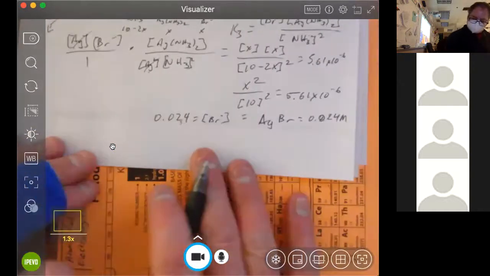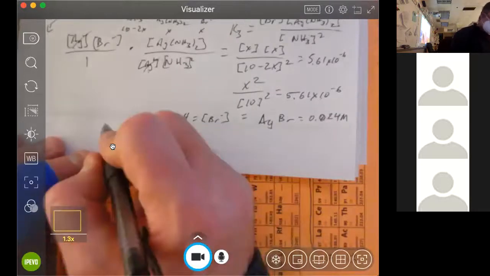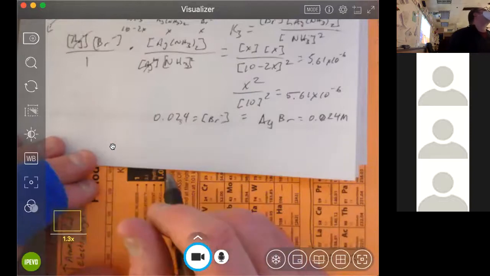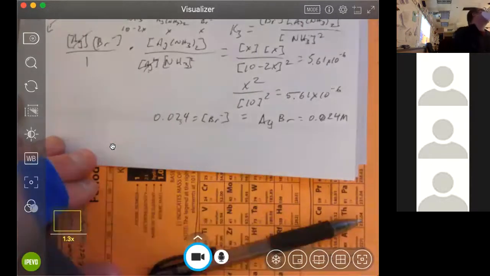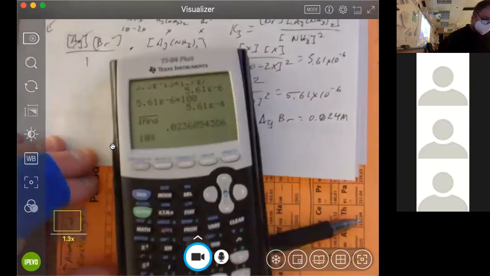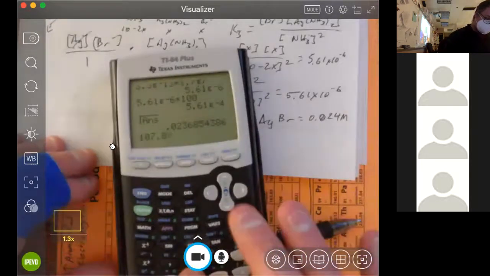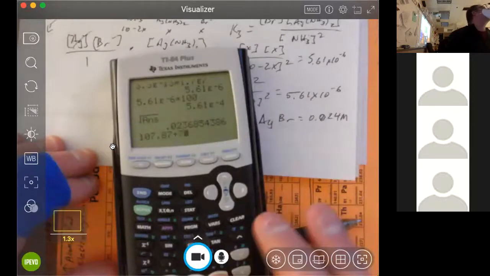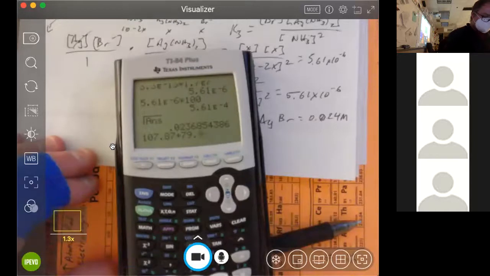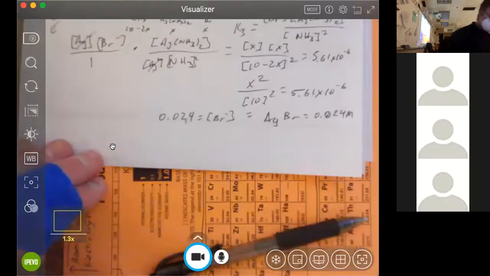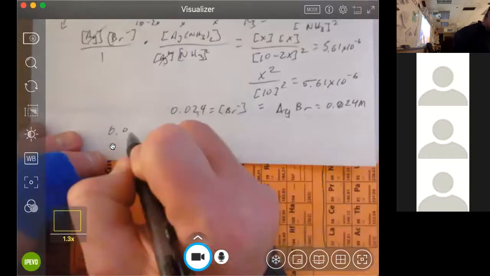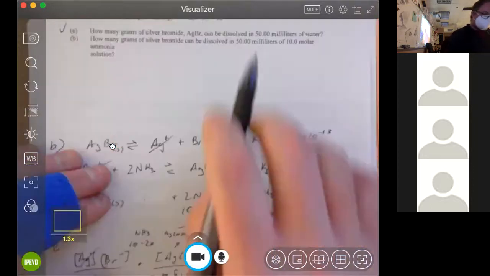Well, what do we have to do? Well, it's the same setup as before. What is AgBr? 79 plus 107.87. 79.10. 187.8. So if we take a look, actually we want to start with 50 milliliters.